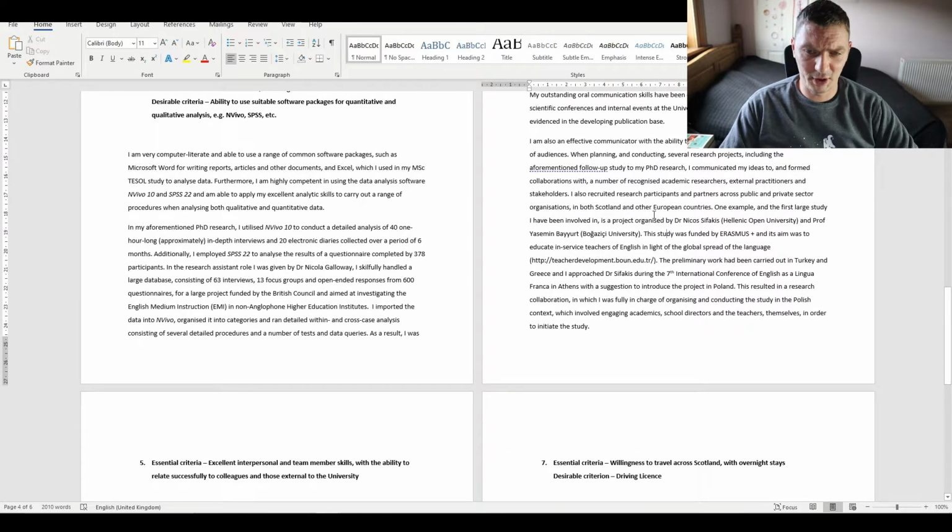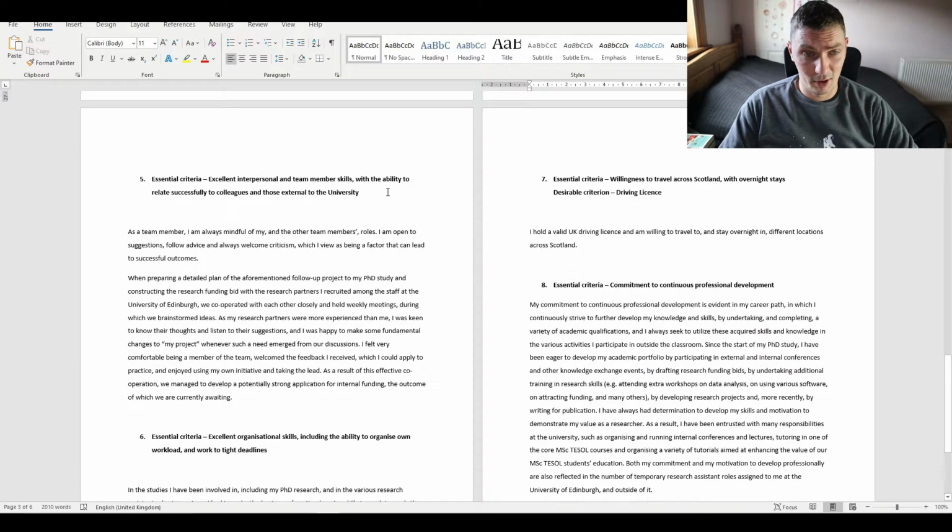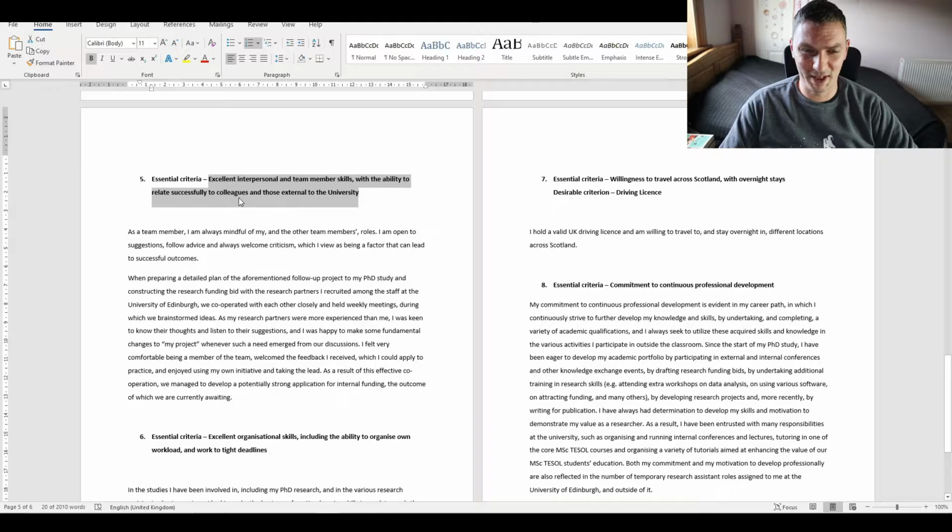And here sometimes the criteria are a little bit more tricky. So here, excellent interpersonal and team member skills with the ability to relate successfully to colleagues and those external to the university. So as you can see, sometimes you're looking at these and just wondering what they want from me. So basically what I did here, again, I thought about my interpersonal and team member skills, which was kind of hard, and relating successfully to colleagues. And I gave an example of that follow-up study that I mentioned.